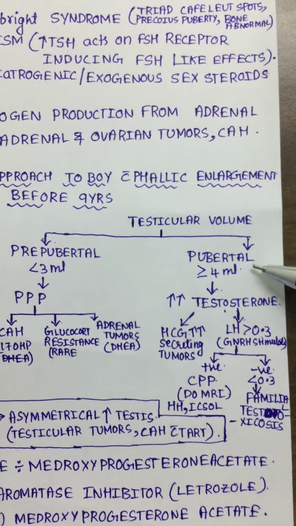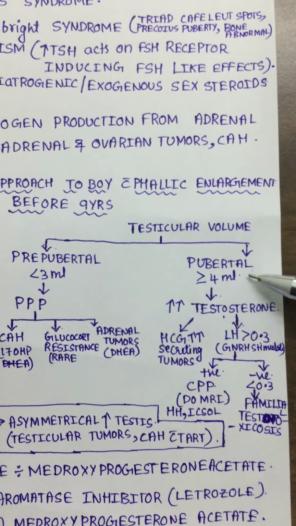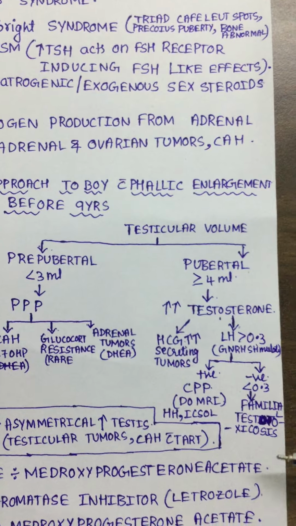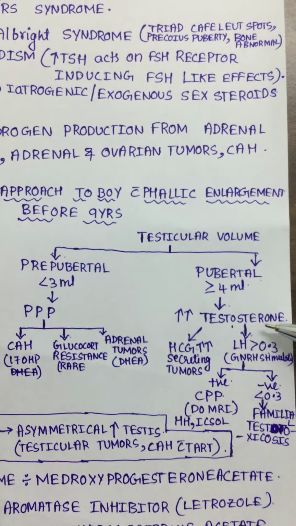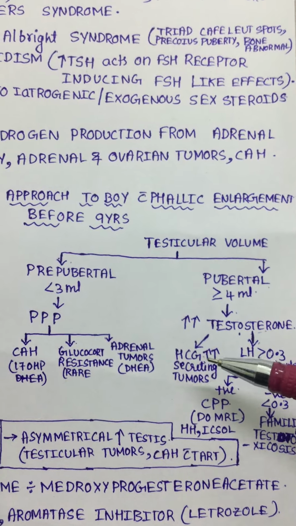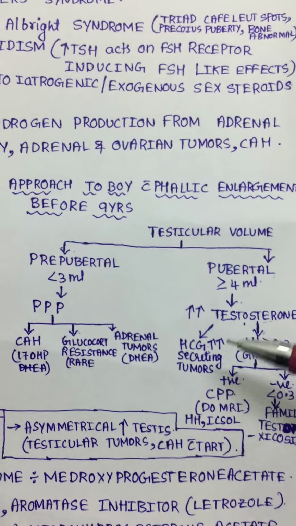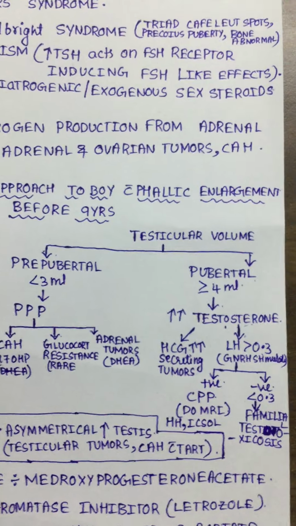So we should evaluate for central precocious puberty, HCG secreting tumors and familial testotoxicosis. First you do the testosterone levels. If testosterone levels are high, then check for HCG. If HCG is high, it is an HCG secreting tumor.